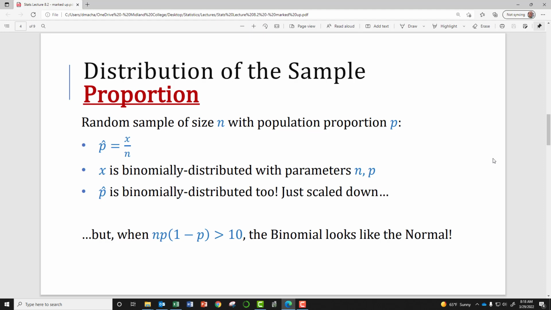We've also seen in previous lessons, like in chapter 6, that the variance of the binomial distribution is n times p times 1 minus p. And if that variance is greater than 10, then the binomial distribution looks like the normal distribution. In fact, the binomial distribution looks so much like the normal distribution that the normal distribution approximates it well. So this n times p times 1 minus p greater than 10 rule is also true for p hat. So p hat is going to be sufficiently normally distributed if n times p times 1 minus p is greater than 10.